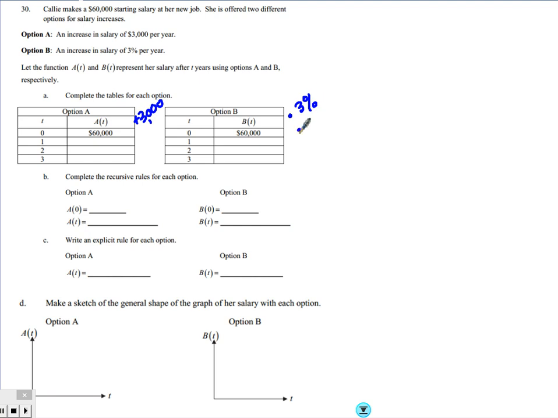We need to be careful with that. We're multiplying by 3%. Percent, if we break that word apart, we're dividing by 100. So if we take 3%, 3 divided by 100, our decimal place moves 2 places to the left, and we get 0.03. So we're actually multiplying by 0.03.